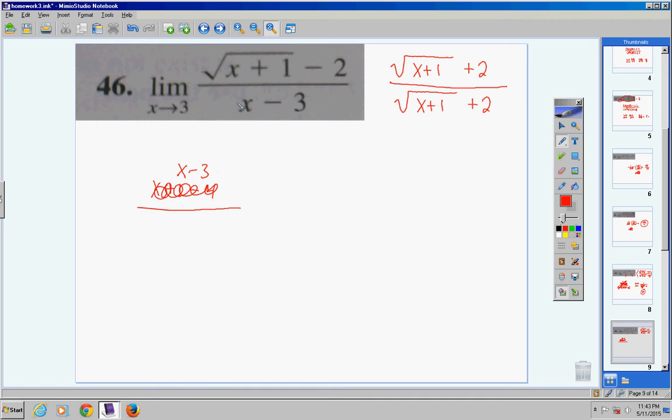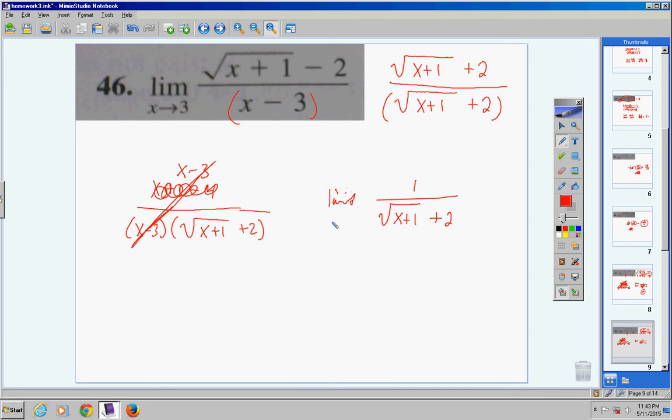Now look at your denominator. You're taking x minus 3 times this entire expression here. So we really have x minus 3 times the square root of x plus 1 plus 2. Okay? These will cancel right here, leaving you with 1 over the square root of x plus 1 plus 2. So we're going to find the limit as x approaches 3. So where the x is right here, I'm going to put a 3.